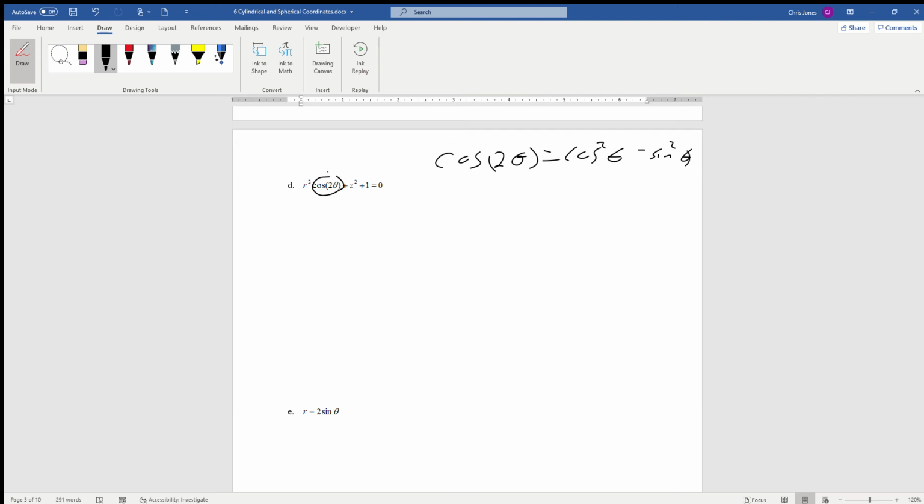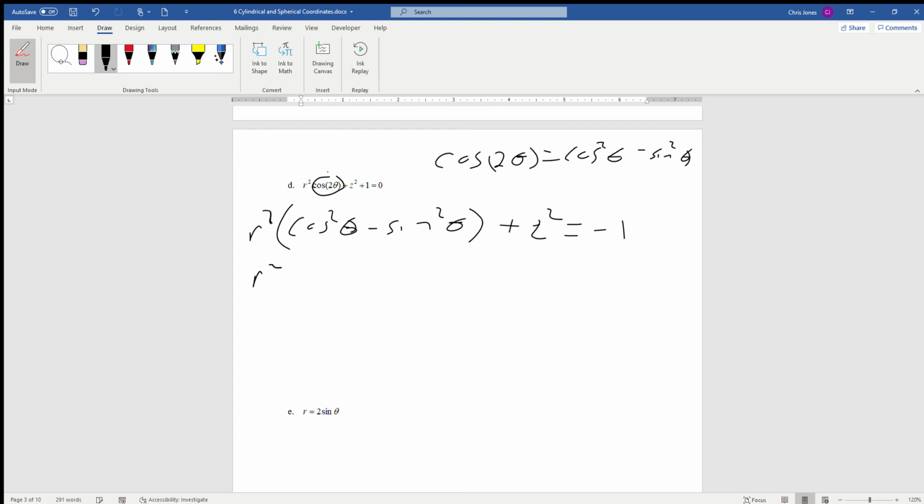That's one of the 3 trigonometric identities that it holds. There are also others, like 2 cos squared theta minus 1, or 1 minus 2 sine squared theta, something like that. But this is the one that we're going to utilize, and I'll explain why in a moment. So we're going to rewrite this as r squared times cos squared theta minus sine squared theta, plus z squared, and I'm going to swing that 1 to the other side and make that equal to negative 1.